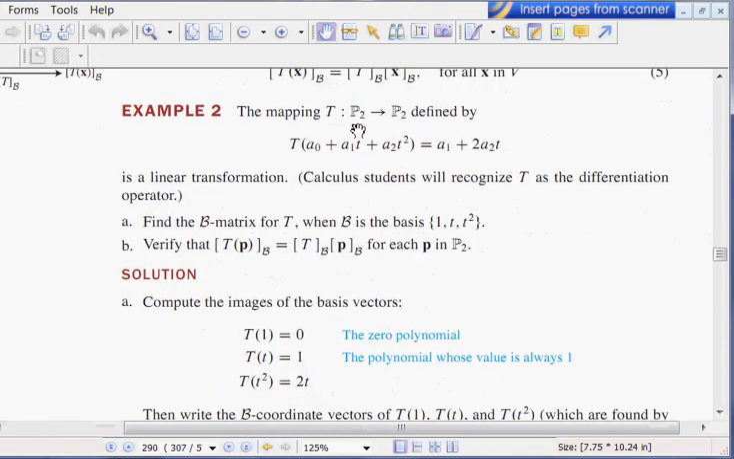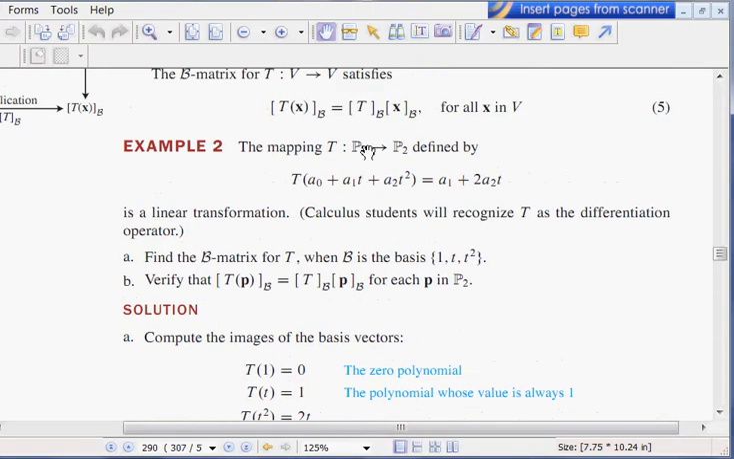So you have a transformation from P2 to P2, and the transformation is a derivative. You put something into the transformation function, and what comes out is the derivative of whatever you put in. So they want you to find this B-matrix for T, and they give you the basis 1, t, and t squared. And they also want you to verify the condition 5 right here.